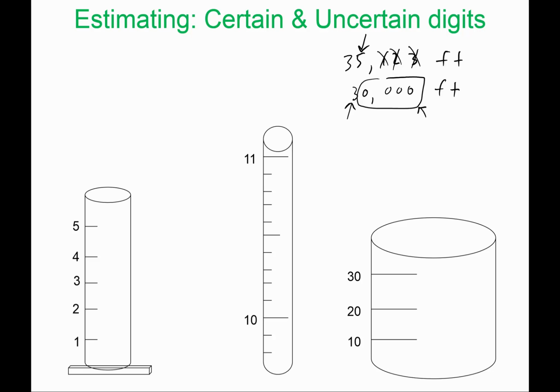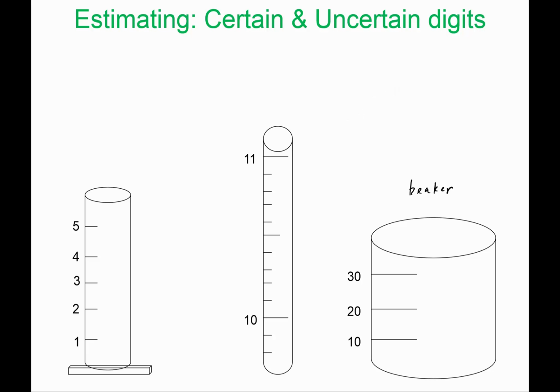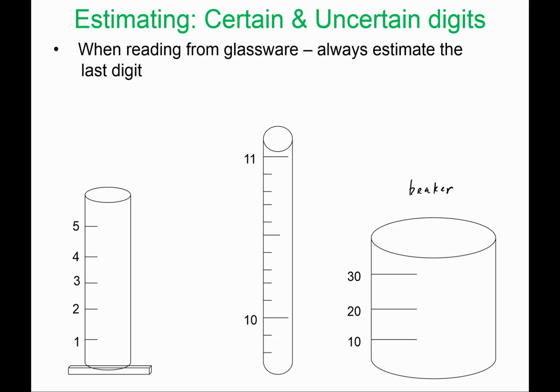So that's kind of like the philosophy behind why we do sig figs. It's all relative to measurement and estimation. Okay, so here's a couple examples if you're measuring using a beaker or graduated cylinder. There are some rules for where to cut your number off when you're measuring. When you're reading from glassware, you're always estimating the last digit, so you're never certain of the last digit.